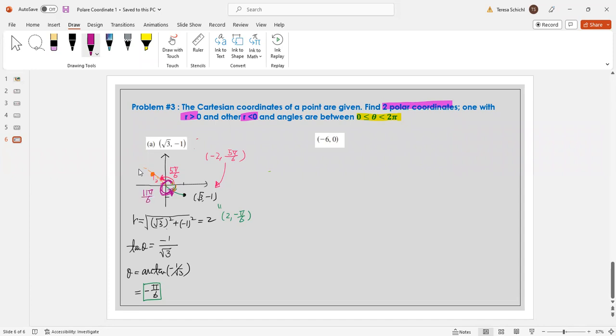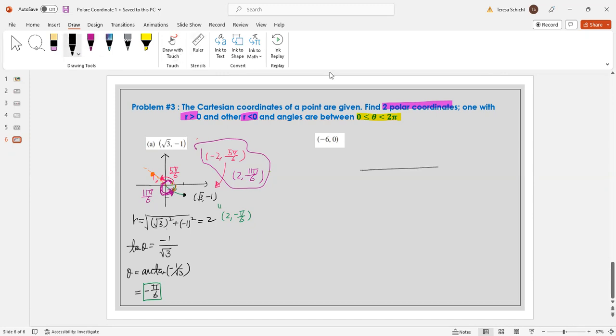Because it stops at this terminal line. Do I need to change to negative? No, it's positive, right? So this will be (2, 11 pi over 6). So I got the 2 points, one with a positive r, one with a negative r, and all the angles are within the setup of 2 pi. Okay, now let's take a look at the other ones here.